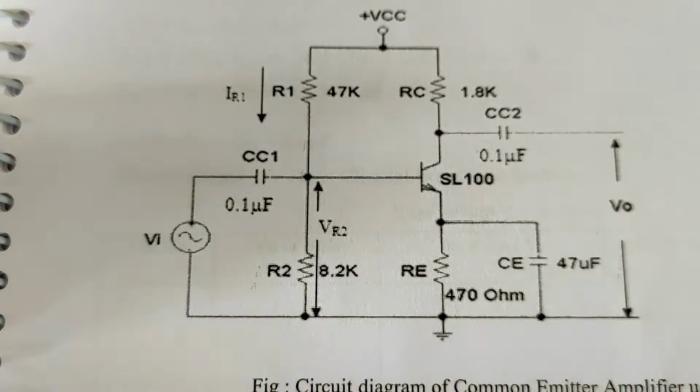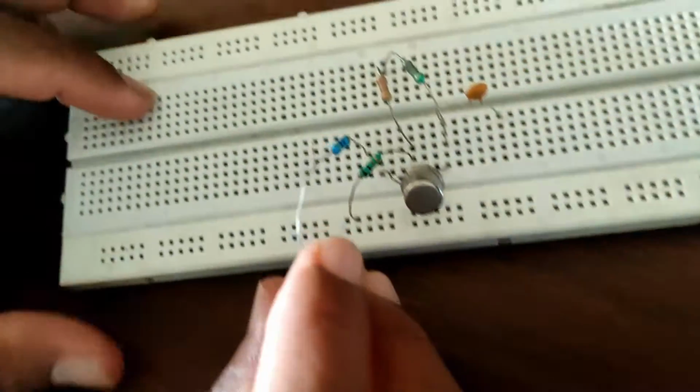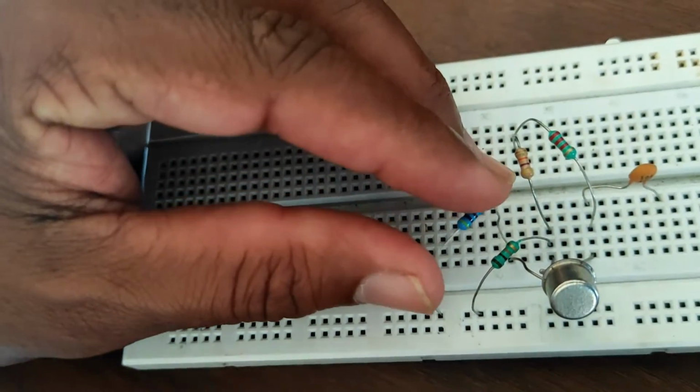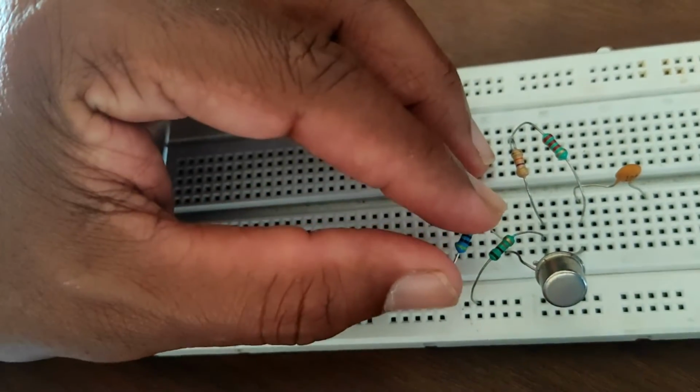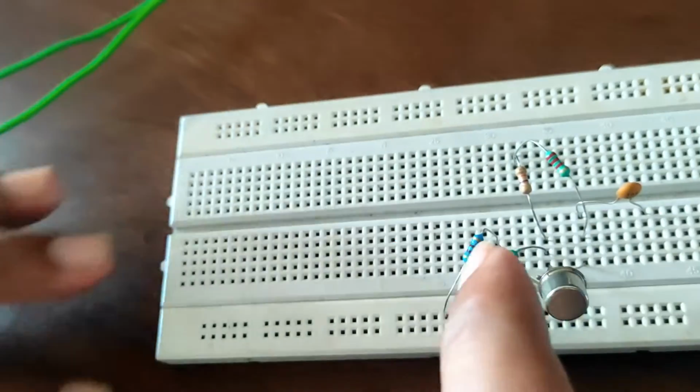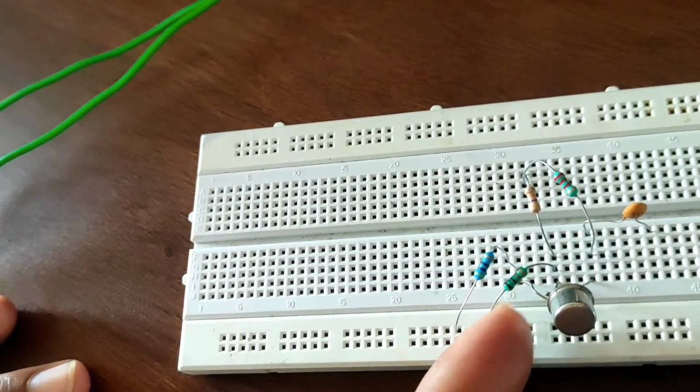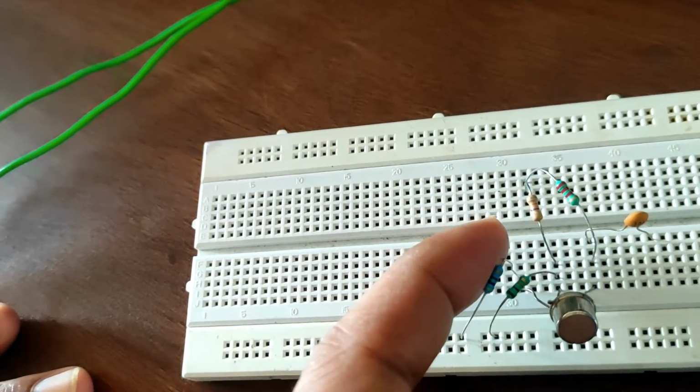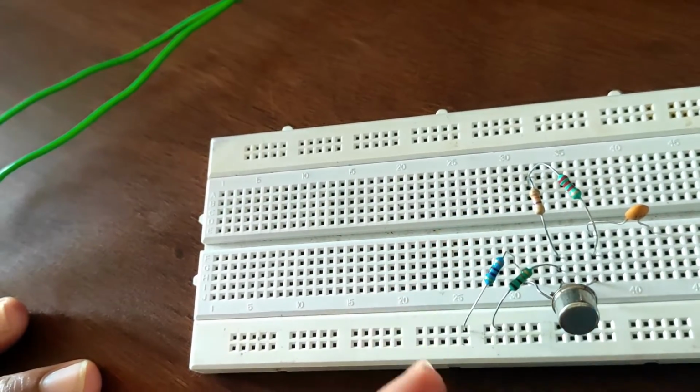From emitter to ground. The first terminal, this is emitter terminal of transistor. Here the resistor is taken from that terminal and it is connected to ground.